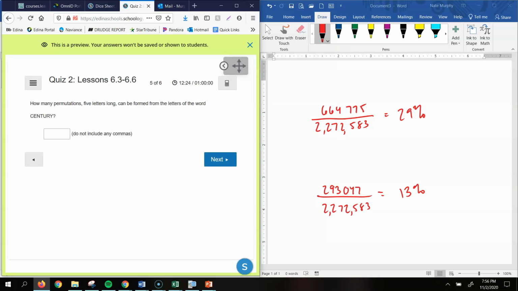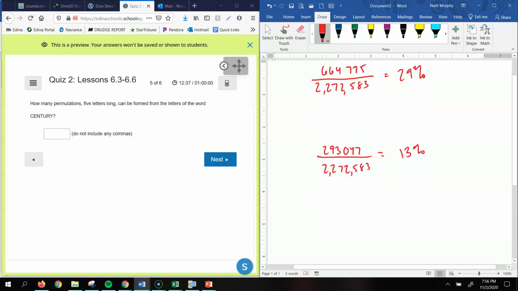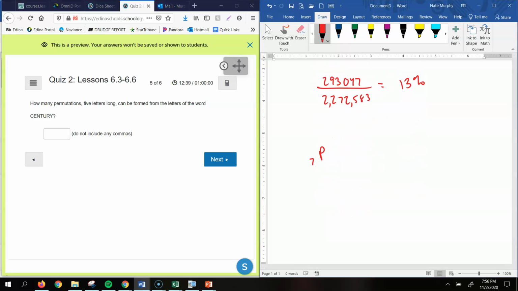All right, how many permutations, 5 letters long, can be formed from the letters of the word century? So in the word century, there is a total of 7 letters. So we have a permutation of 7, and we're going to choose 5 of those.